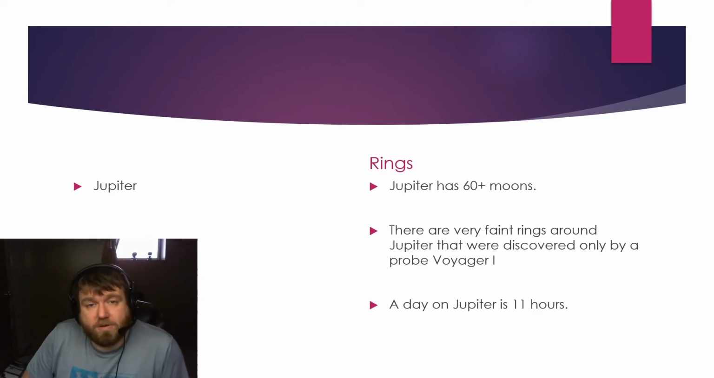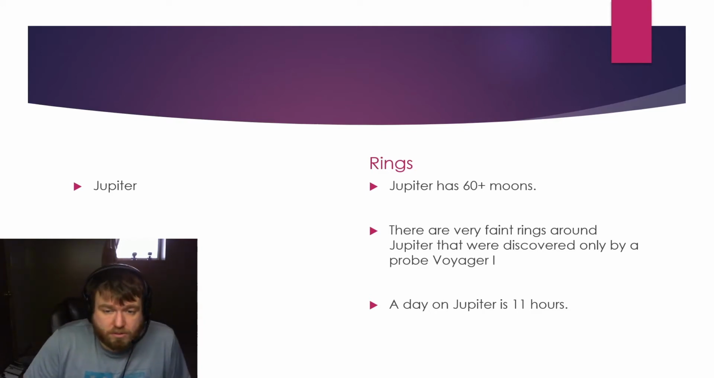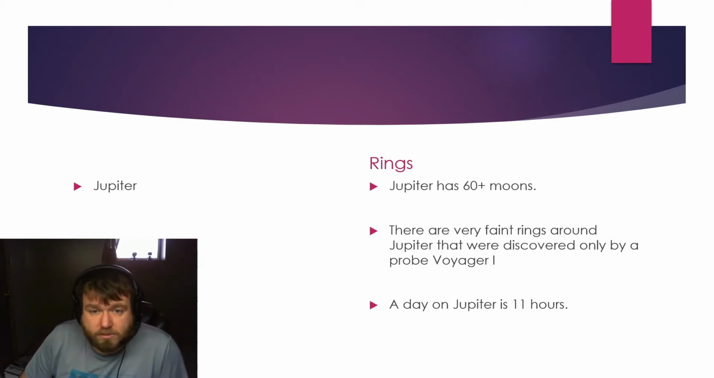Jupiter has over 60 moons. You know, Earth has 1. Mars has 2. Jupiter has over 60. There are very faint rings around Jupiter that were discovered only by a probe, Voyager 1. And a day on Jupiter is 11 hours.